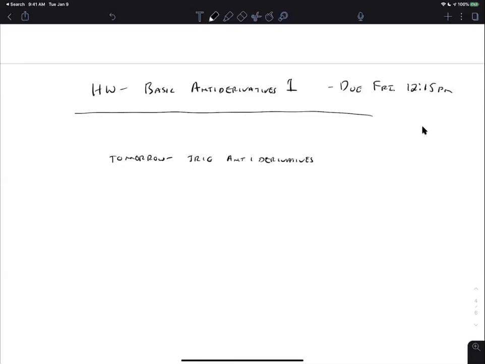But that homework is Basic Antiderivatives 2. And that's going to be due Monday before class, so 12:15 p.m. I think WebAssign's probably not saying that yet, but it will say that. Okay? Any questions before we get off here?